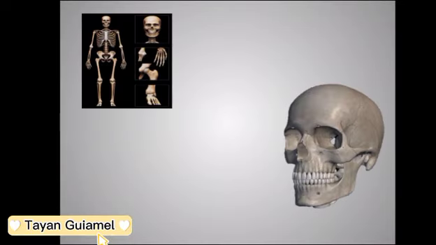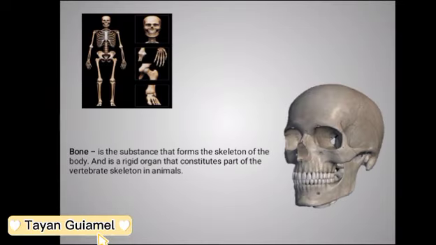So, now I'm going to explain what is bone, cartilage, and the skeletal system. So, let's start. Bone is the substance that forms the skeleton of the body, and it is a rigid organ that constitutes part of the vertebrate skeleton in animals.